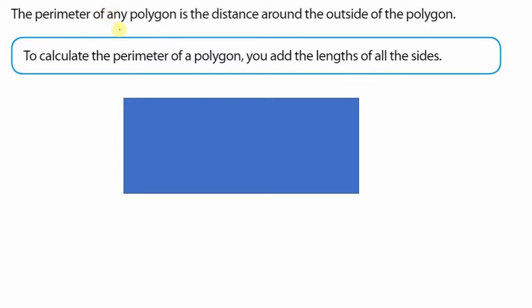So the perimeter of any polygon is the distance around the outside of the polygon. So to calculate the perimeter of a polygon, you simply add the lengths of all the sides. You can think of it as using a measuring tape and laying it across this outside, this outside, this outside, all around, and then you just straighten the measuring tape and measure its length. That would give you the perimeter.